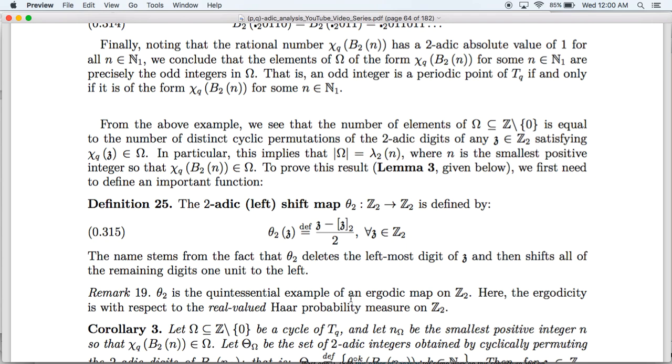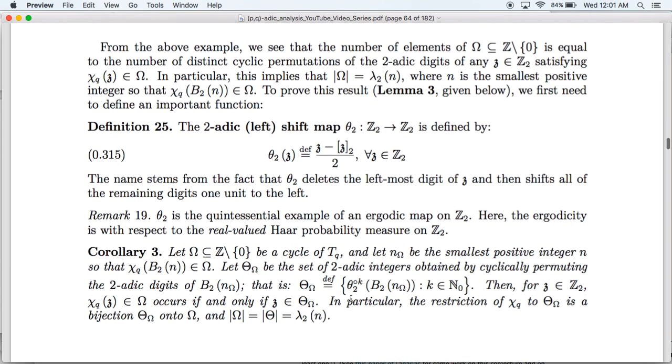It is very good. So, the q-adic left shift map, theta 2, is the map which takes a q-adic integer and deletes its leftmost digit. This is the same thing as taking z, subtracting z's value mod 2, and dividing by 2. Theta 2 is the quintessential example of an ergodic map on the q-adic integers. Here, ergodicity is with respect to the real-valued Haar probability measure on Z2.